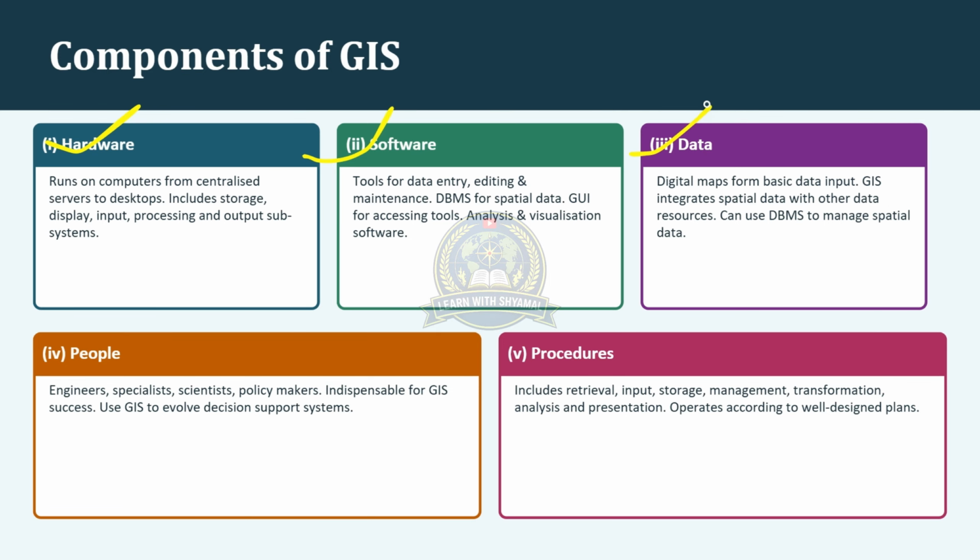GIS integrates spatial data with other data resources, and can use DBMS to manage spatial data. People: engineers, specialists, scientists, policymakers, indispensable for GIS success, who use GIS to evolve decision support systems. Procedures: include retrieval, input, storage, management, transformation, analysis and presentation. It operates according to well-designed plans.